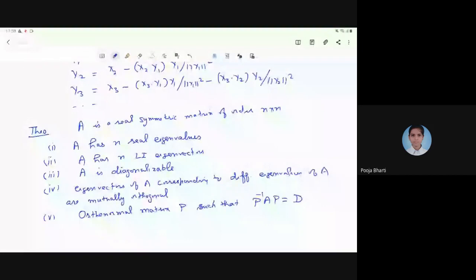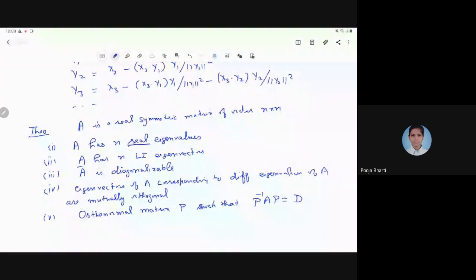Look at these five properties again. Very, very useful properties regarding real symmetric matrix. See, if A is a real symmetric matrix, it always has n real eigenvalues. You will never get complex eigenvalues corresponding to a symmetric matrix. Second, A has n linearly independent eigenvectors. This is also guaranteed. Third is clear from the first two. In fact, the second one, if A has n linearly independent eigenvectors, then naturally it is diagonalizable.